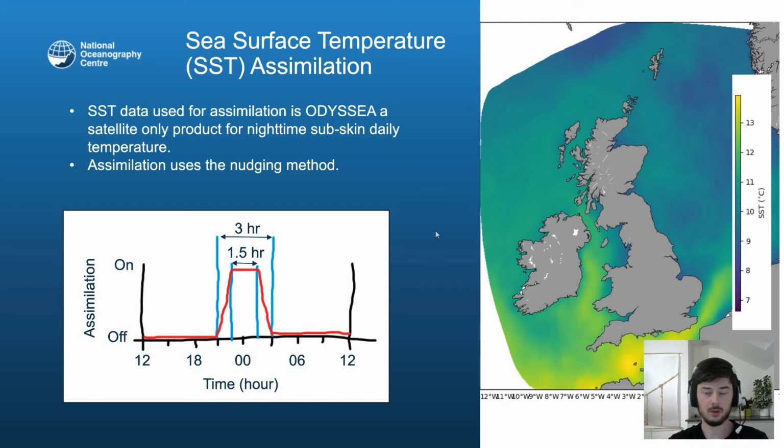And the method that we've used for assimilating this data is the nudging method, which uses weighting to nudge the model based on the distance between the observation and the model, and the time between the observation and the model, and the temperature difference between the two, to adjust the model to the correct temperature, at least the satellite temperature. And that's assimilated at midnight, for a 3-hour period between 10:30 and 1:30 in the morning.